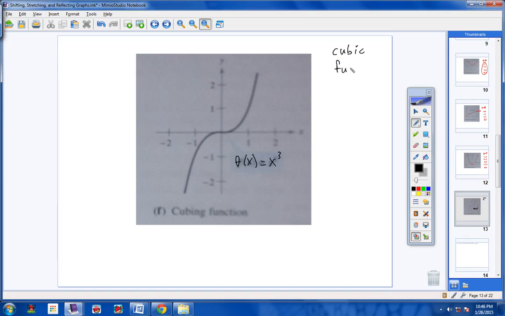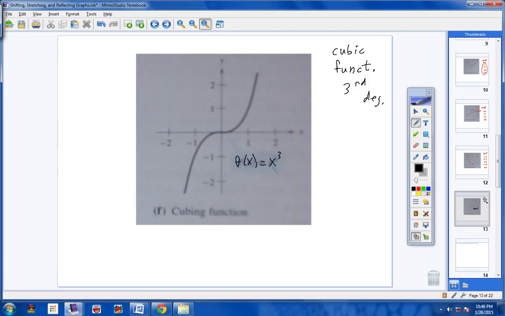Remember, first degrees are called linear, second degrees are quadratic, third degrees are called cubic, fourth degrees are called quartic, Q-U-A-R-T-I-C, and then anything higher than that, we call it a fifth degree or a sixth degree function. So this function here is called a cubic function, or we can also call it a third degree function, okay?